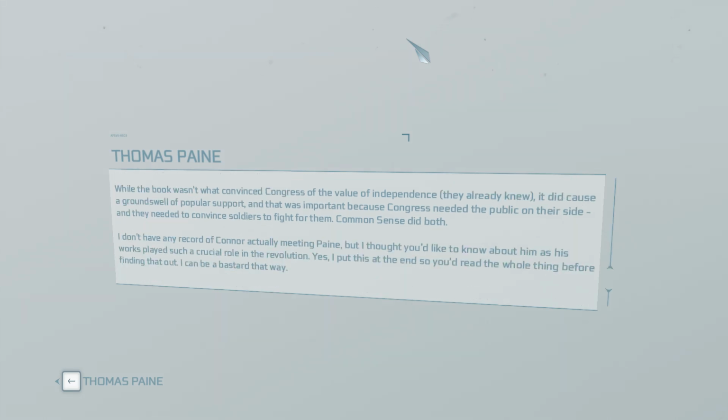I don't have any record of Connor actually meeting Paine, but I thought you'd like to know about him, as his works played such a crucial role in the Revolution. Yes, I put this at the end, so you'd read the whole thing before finding out. I can be a bastard that way.